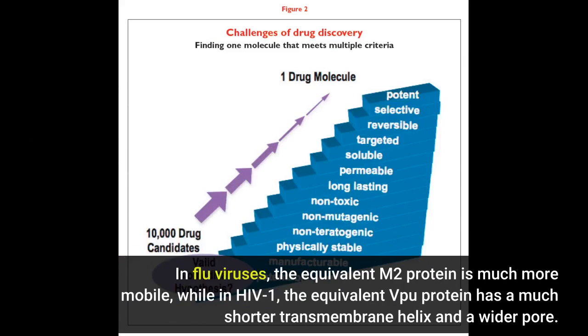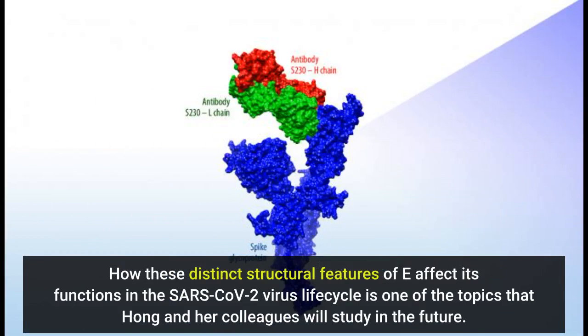In flu viruses, the equivalent M2 protein is much more mobile, while in HIV-1, the equivalent VPU protein has a much shorter transmembrane helix and a wider pore. How these distinct structural features of E affect its functions in the SARS-CoV-2 virus lifecycle is one of the topics that Hong and her colleagues will study in the future.